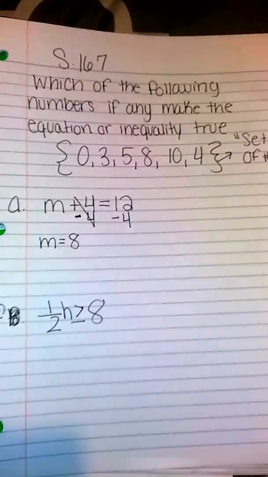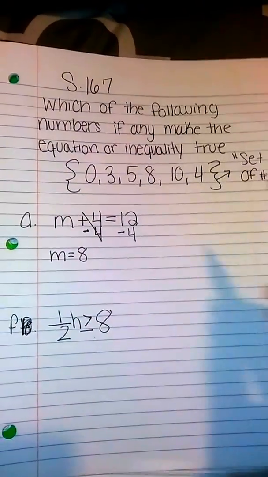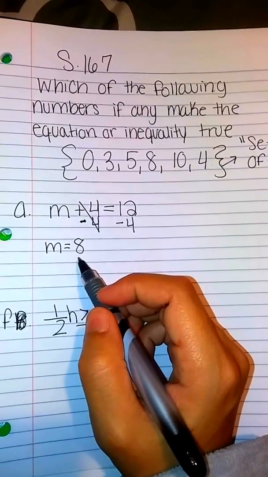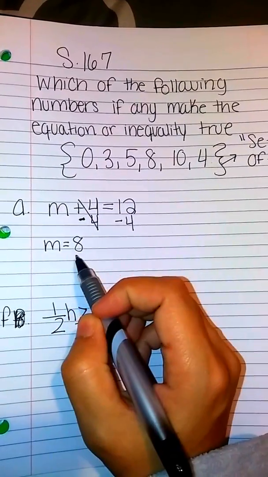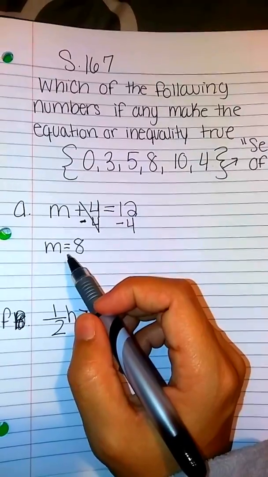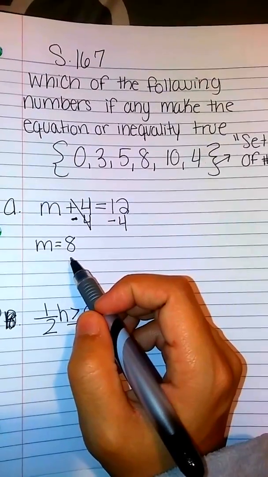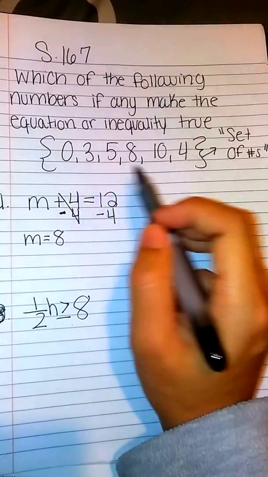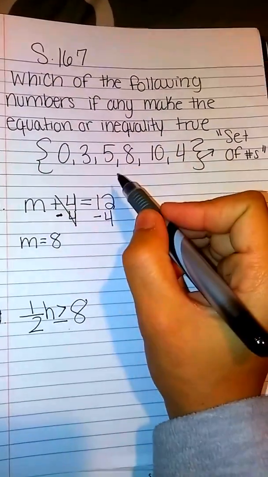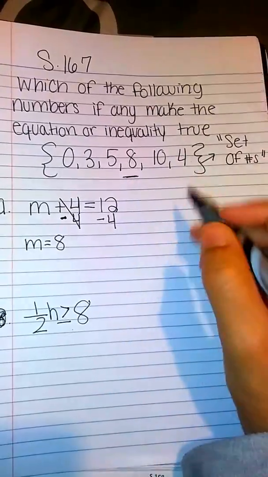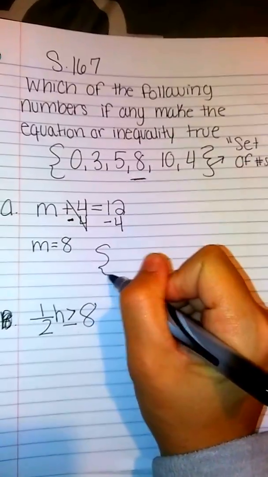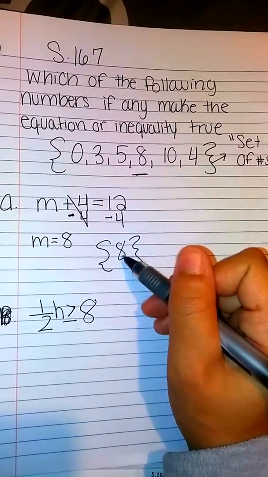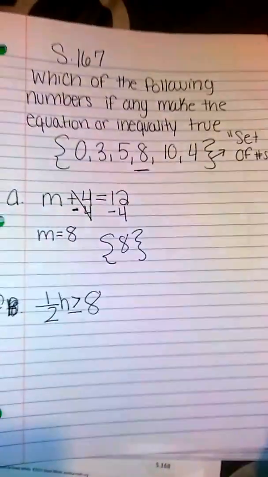What you do now is you go to your set of numbers. You use your answer. So we have m equals 8. And since this is an equation, you're only going to have one answer, and your answer can only be 8. So you go ahead and check to see if 8 is in the set of numbers that is provided. And since it is, it's right here, you will write your solution includes 8, okay?